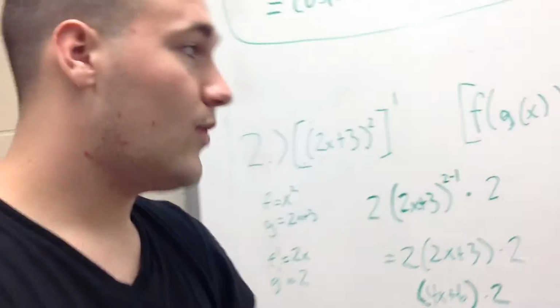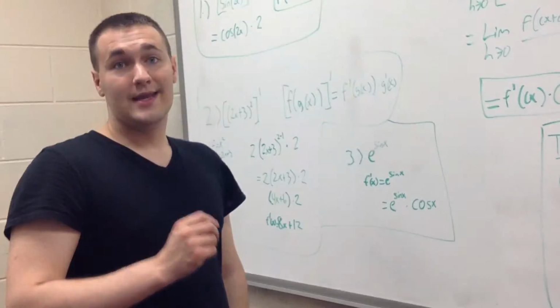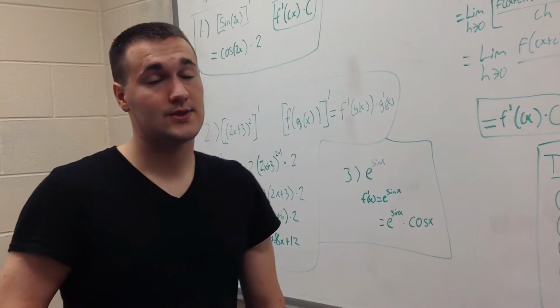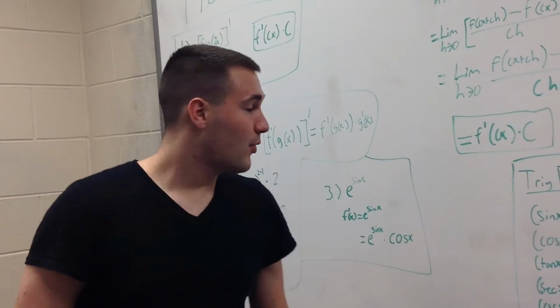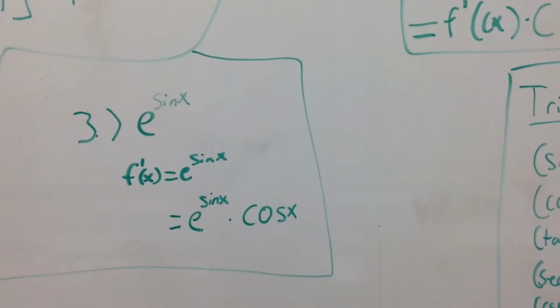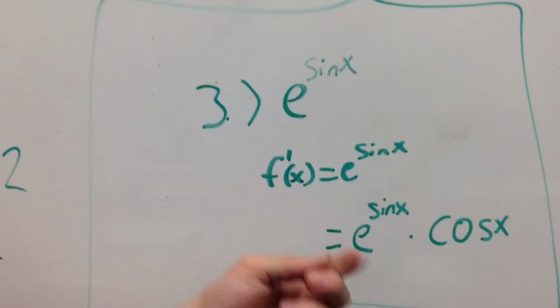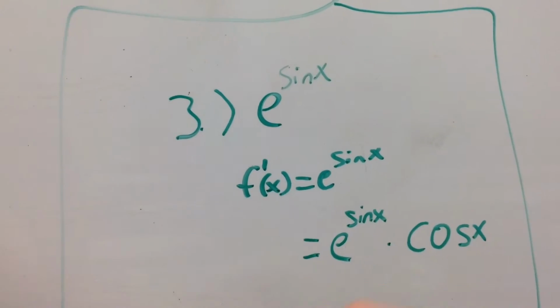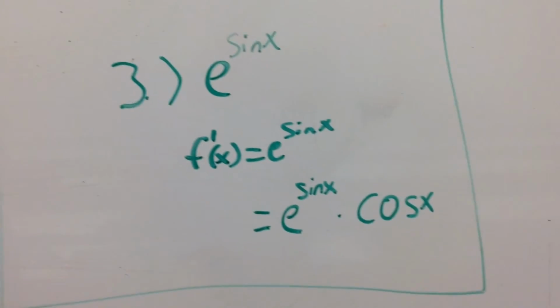Okay, one last thing. If you ever get an e to the power of something, and it's not just x, because you know the derivative of e to the x will always be e to the x. But what if you have the derivative of e to the sine x? What you'll basically do is keep the e to the sine x, and you'll just multiply it by the derivative of the exponent, which you know, the derivative of sine x is cosine x. And that's your answer after using the chain rule.